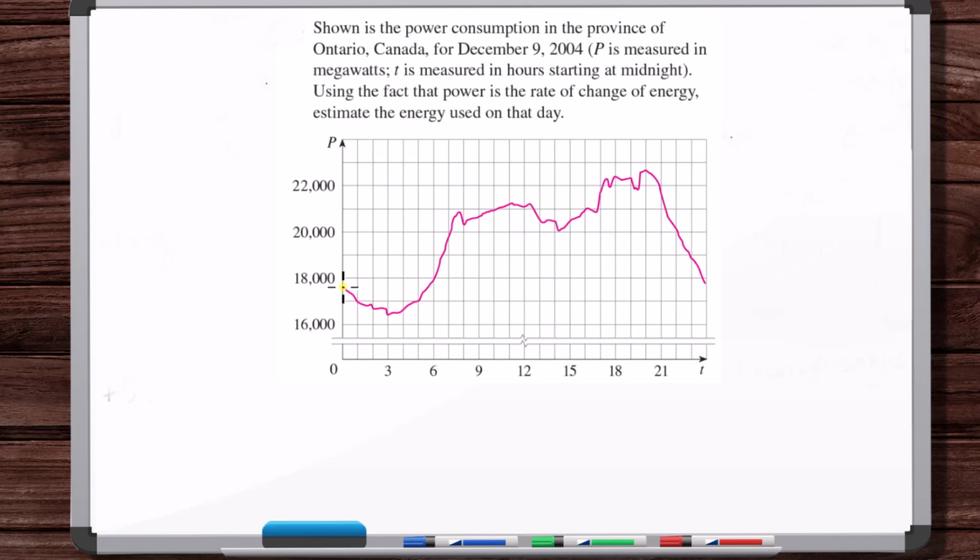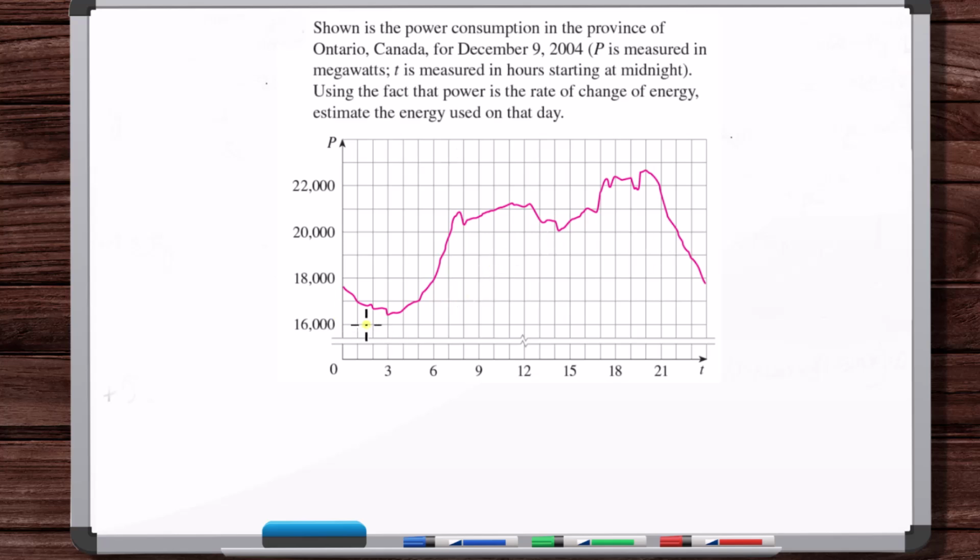There's more power consumption at midnight than there is at 3 a.m. And then when the day is starting, 7 a.m., 8 a.m., there's more power being used. That's the idea. And they're saying, estimate the total energy used on this day.